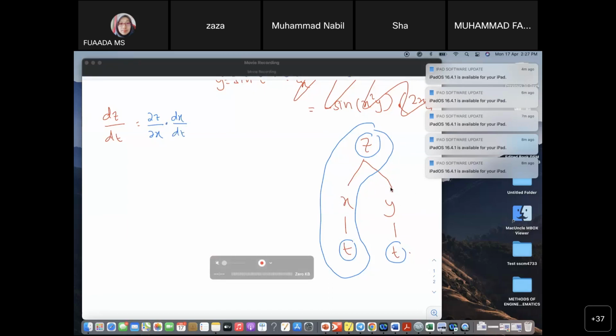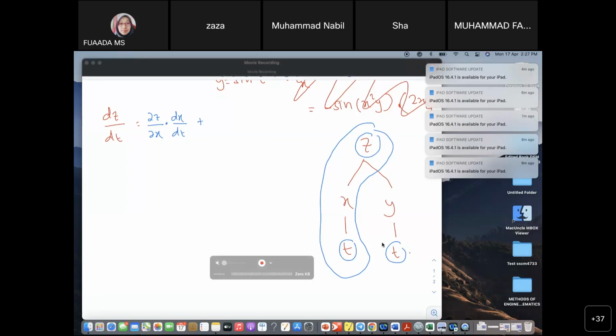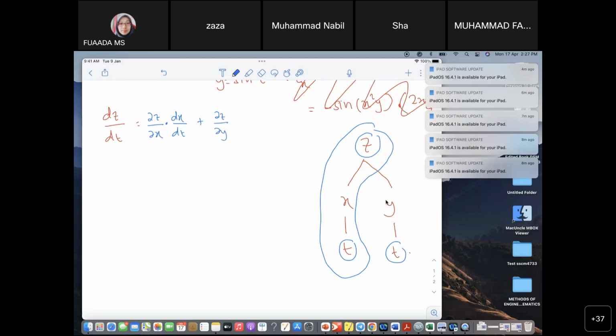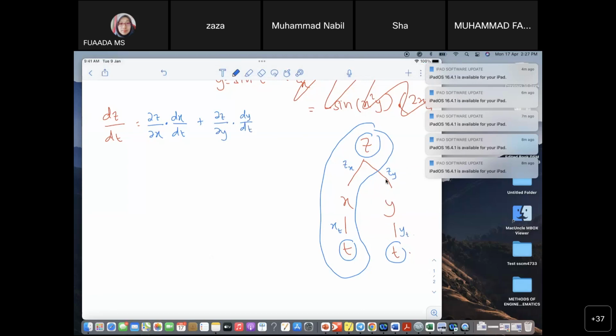Okay, now we go to the second path, second root. So for the second root, you must have hasil tambah. Okay, so now again from Z to T, you must go through Y. So from Z to Y, you must have del Z over del Y times dy over dt. Okay, so ini ke sini ZX, X ke T, XT. Z ke Y, ZY, Y ke T, YT. Okay, itu cara you nak ingat.